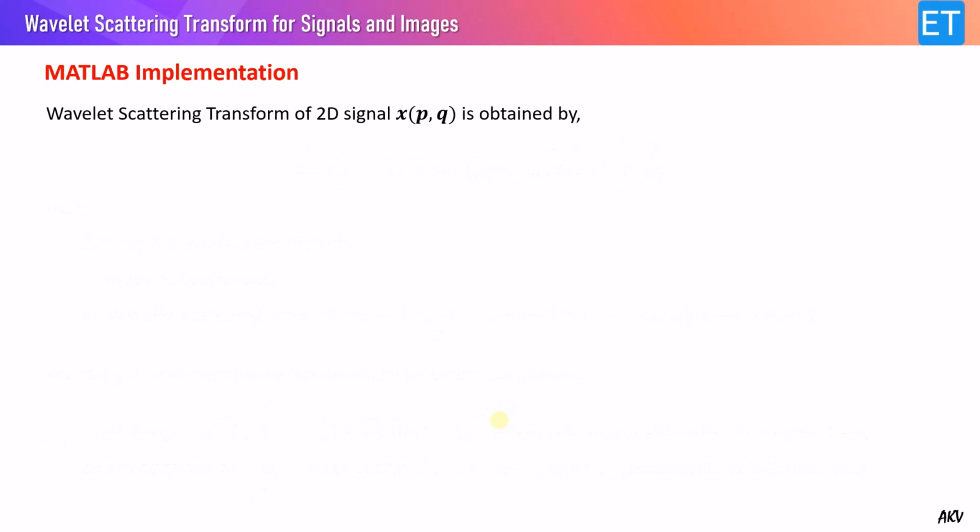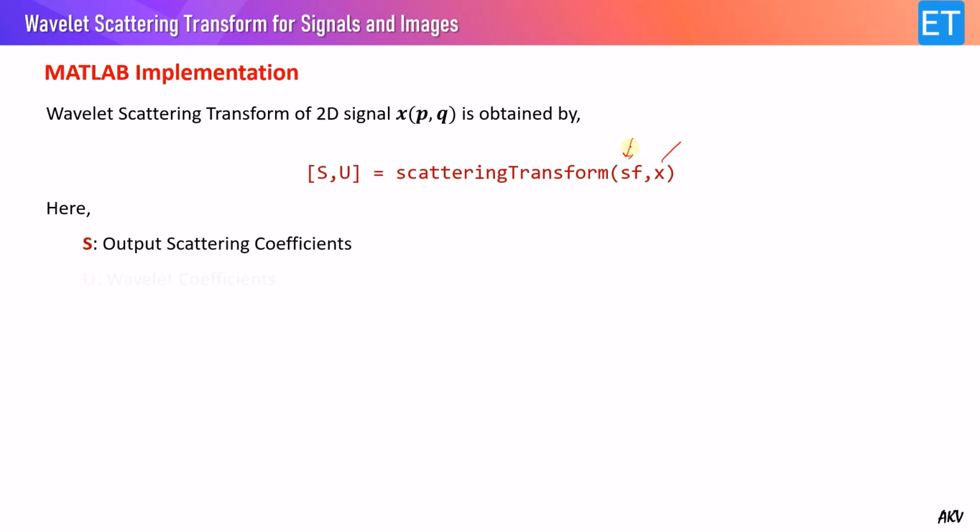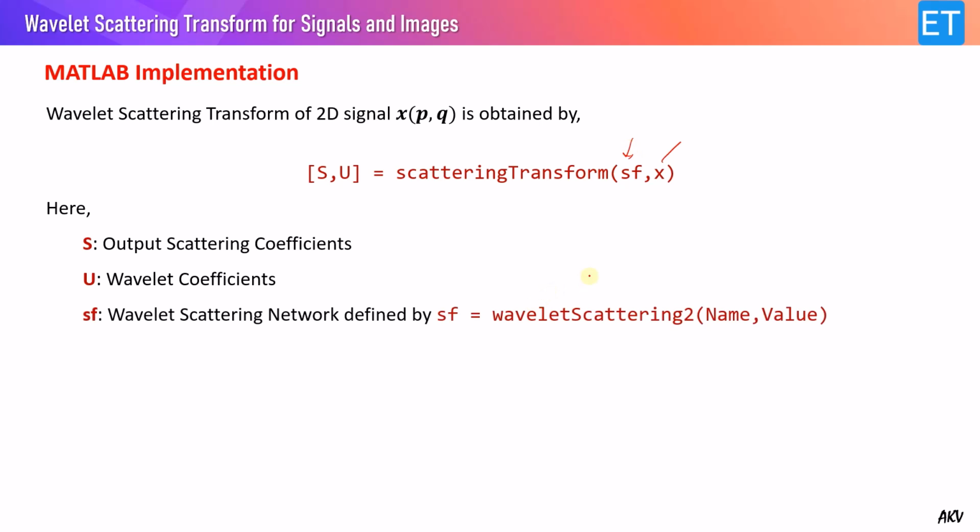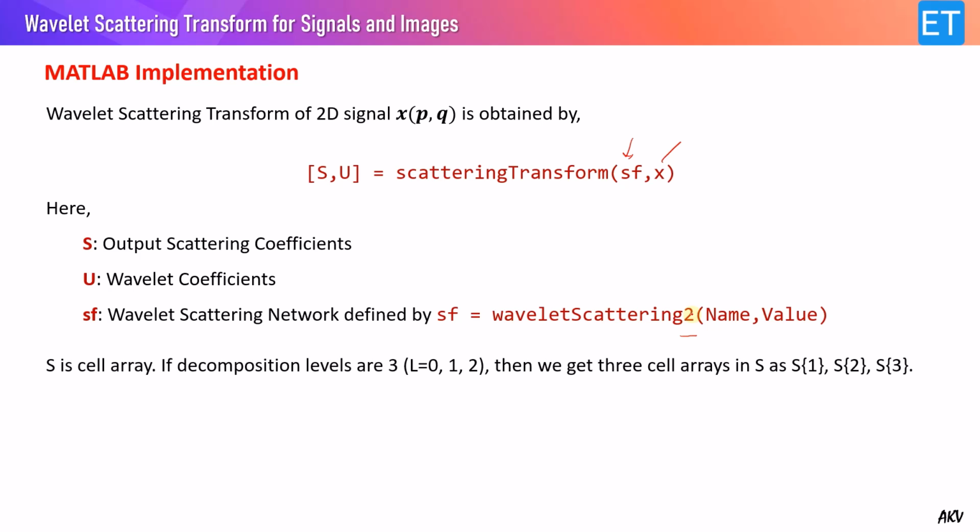So for images, the same function is used, a scattering transform. Okay, so this is my image. In the previous case, it was my one-dimensional signal. And this is your network, the wavelet scattering network, which is already defined by wavelet scattering 2. And here we cannot plot those scattergram and scaleogram because of the complexity of the two-dimensional case.